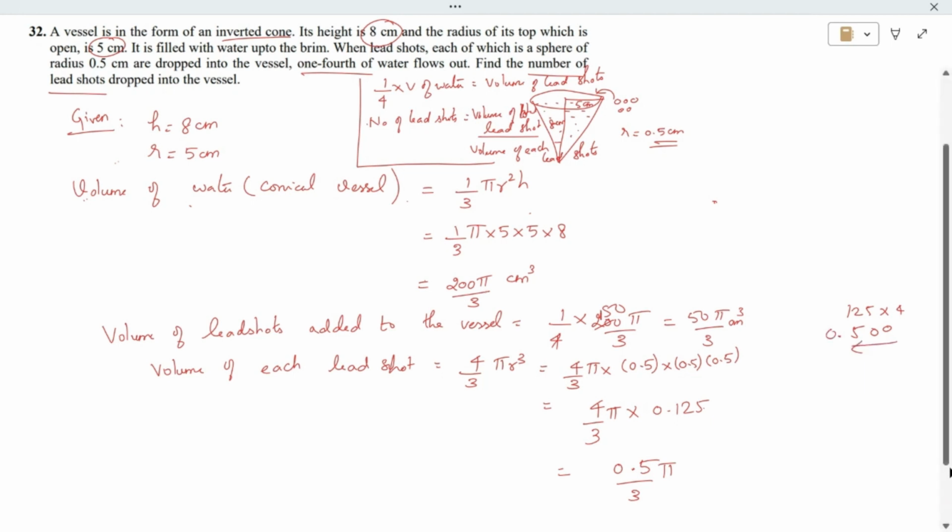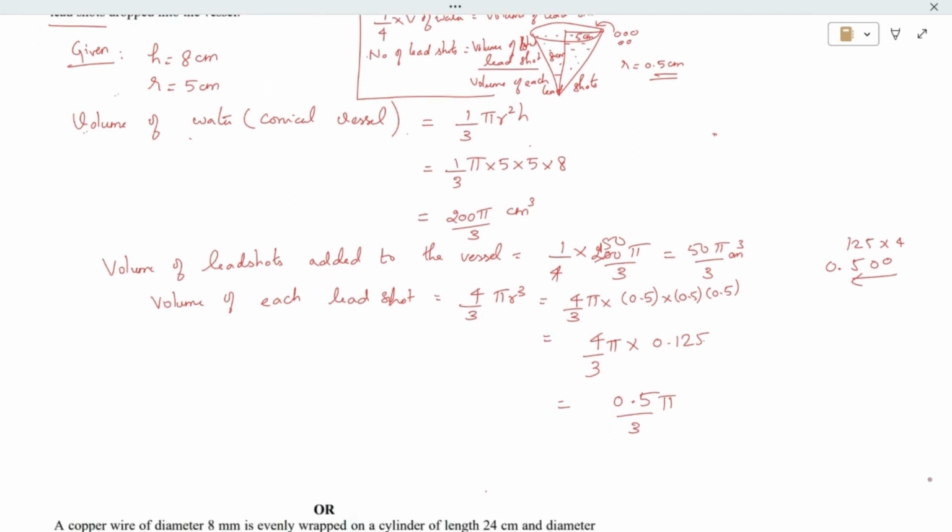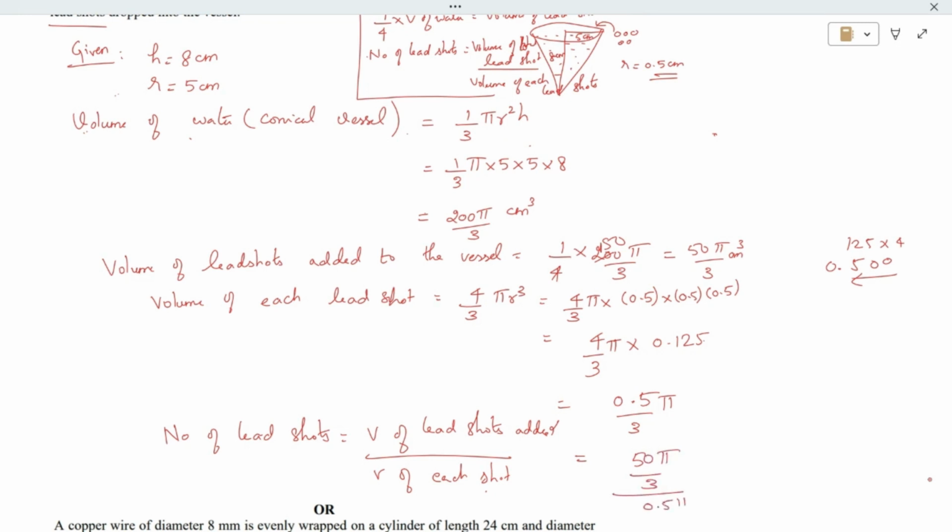So now I need to find the number of lead shots, isn't it? What is the formula for the number of lead shots? Number of lead shots added is equal to the volume of lead shots added by the volume of each lead shot, isn't it? That is equal to the volume of lead shot added to the vessel, which is 50π/3, divided by 0.5π/3.